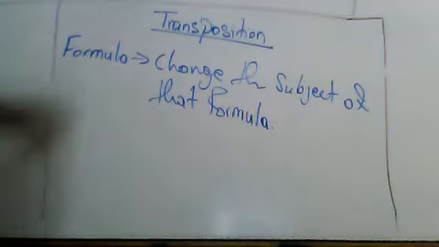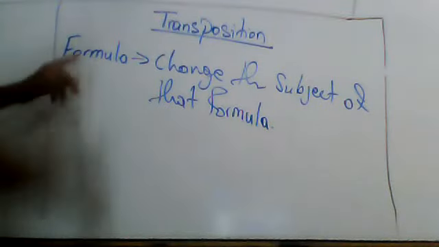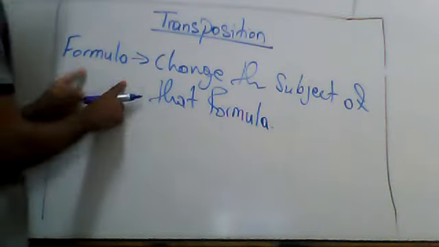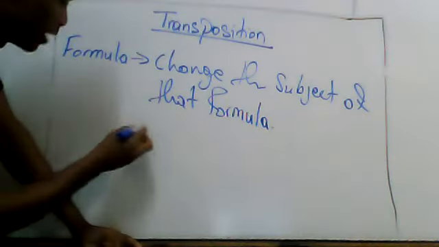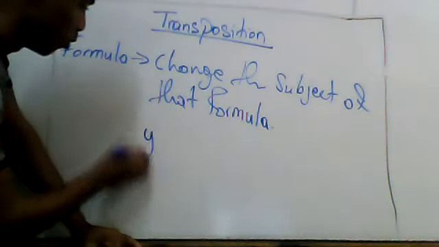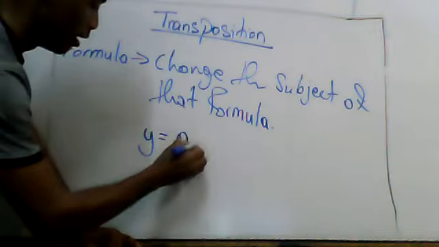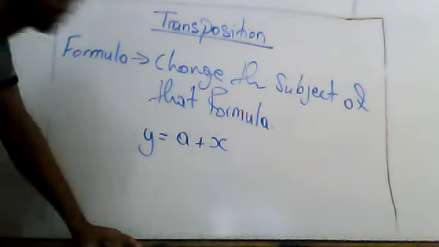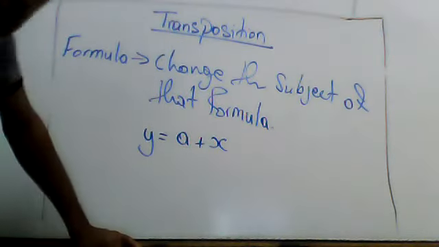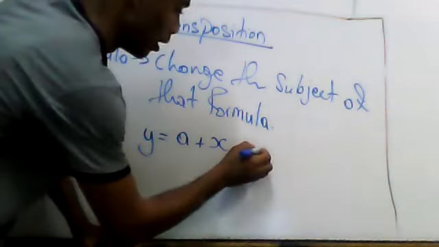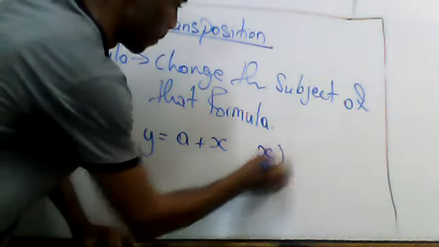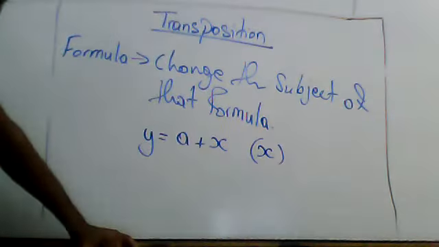Alright. So with transposition, you're given a formula. And what you're going to do with this formula, you're going to change the subject of the formula. For example, let's say we had a formula like y is equal to a plus x. So I'm starting out simple. We have a formula, y is equal to a plus x, and let's say we want to make x the subject.